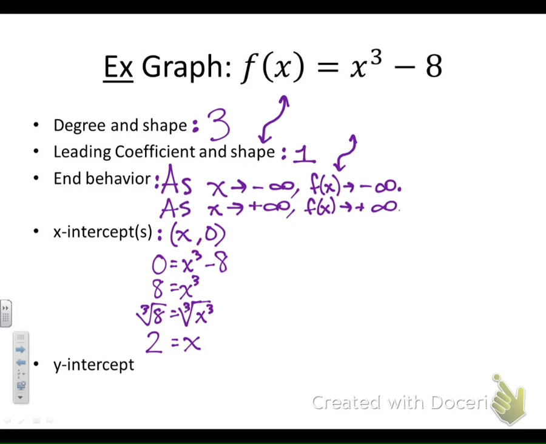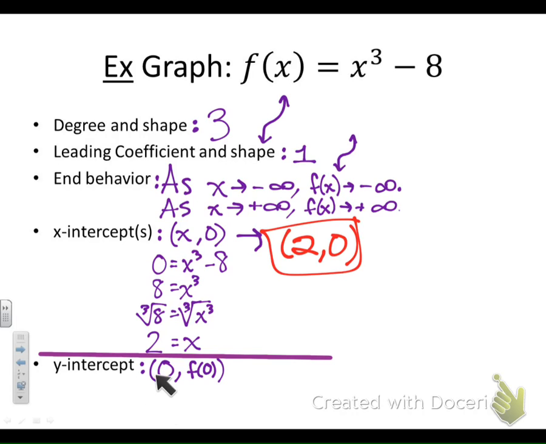So this is the x-intercept, but that's not how I write it. I write it as 2, comma 0. So if I plug in a 0, I'm going to put the output of 0 as the y-coordinate. Plug in a 0. So f of 0 would be whatever 0 cubed minus 8 is. Negative 8. So my y-intercept would be 0, comma, negative 8.